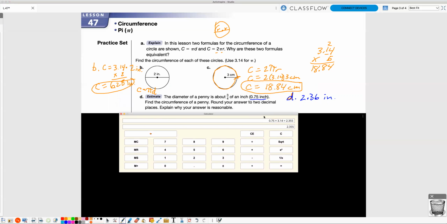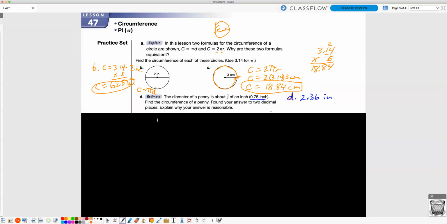This is not an estimation, really. I don't know why they did that, because the book gave us 2 and 36 hundredths inches. If we're thinking about it being 1, it'd actually be 3.14 exactly, but the book gave us an exact answer there.